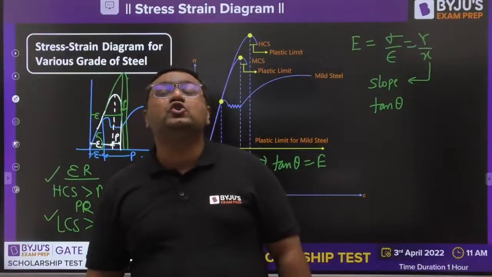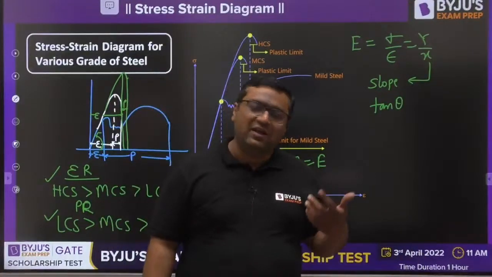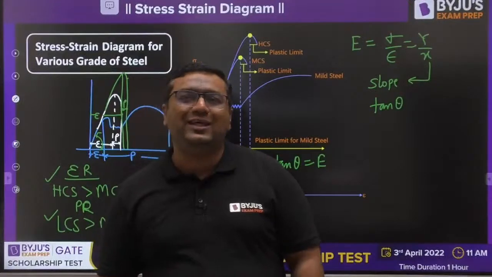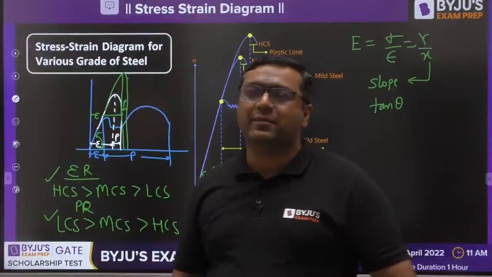So can we consider high carbon steel to exhibit more brittleness? Dear, definitely, because of the increase in carbon content. Definitely you can say high carbon steel is brittle as compared to low carbon steel.